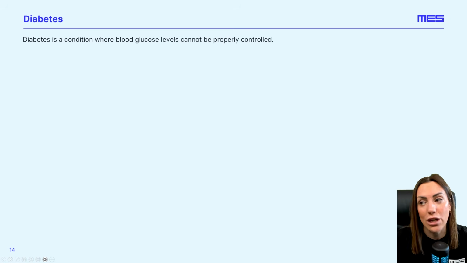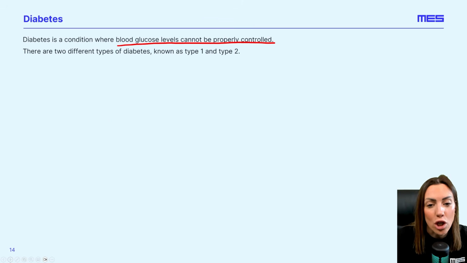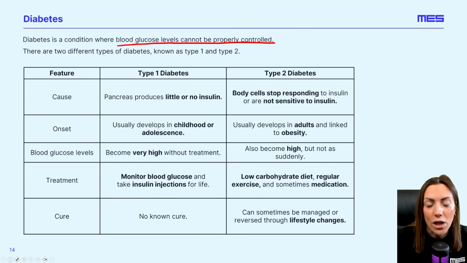Okay, linked to blood glucose regulation is diabetes. Now, diabetes is a condition where blood glucose levels cannot be properly controlled. But there are 2 different types of diabetes. We have type 1 and type 2. So we're going to go through a comparison of them side by side.